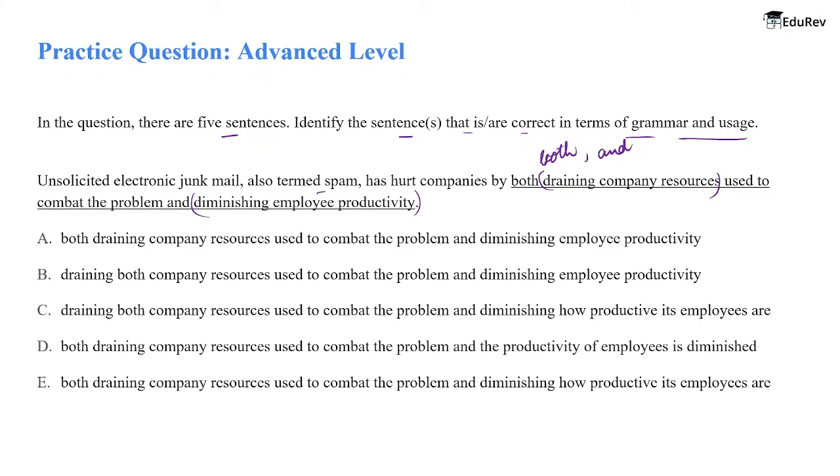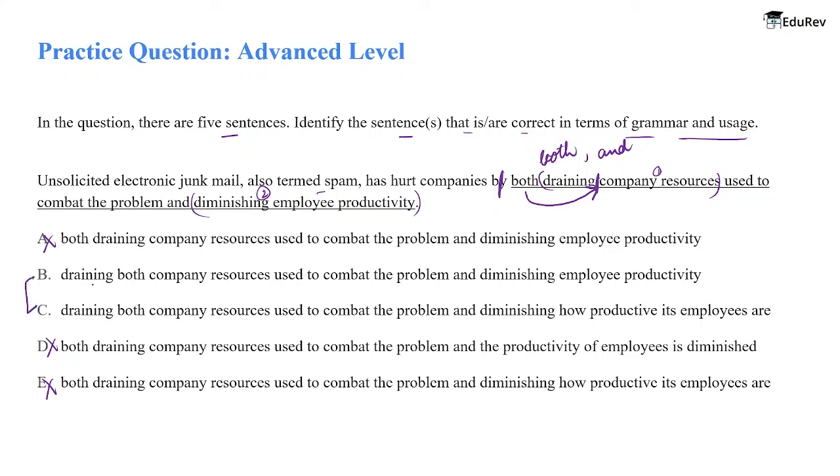But it should be by draining both company resources used to combat the problem and diminishing employee productivity. So both should be placed here and not there. It should be by draining both company resources used to combat the problem and diminishing employee productivity. So first we'll cancel out the statements which have both draining. It should be draining both. So both draining, both draining, both draining. We are left with options B and C.